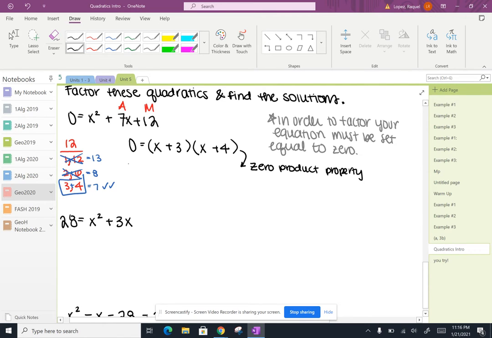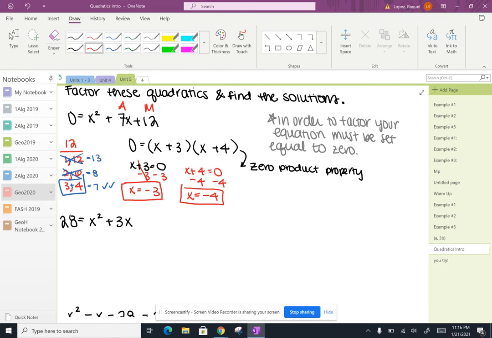Okay, so that means I'm going to set x plus 3 equal to 0. To solve for x, I'm going to subtract 3 on both sides. And for my first one, I get that x equals negative 3. For the next one, I'm going to set x plus 4 equal to 0. And that's why it's called the zero product property, because I'm setting them equal to 0. Subtract 4, and I end up with x equals negative 4. So again, those are numbers that when you plug them into the equation, you will get a solution of 0.